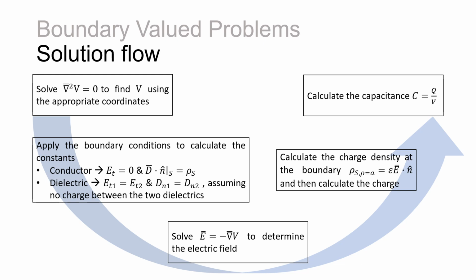Here we are with a fast revisit for the solution flow, where we start with the Laplace equation. We use the boundary conditions, then we determine basically the voltage. After that, we use the relation between voltage and electric field to determine E equal to minus gradient of V. Finally, before calculation of the capacitance, we calculate the charge density, and from it we calculate the charge. Then using the charge and the voltage, we calculate the capacitance.